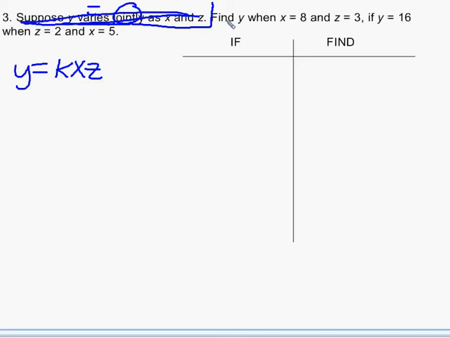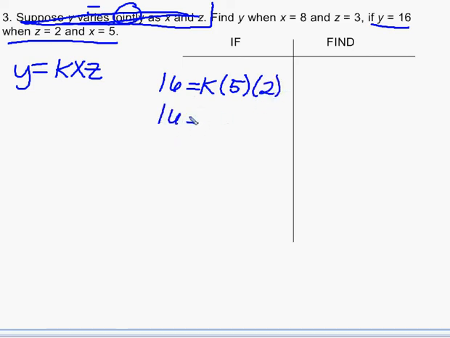Now we have find here, now we have our if. So we have if y equals 16, z is 2, x equals 5. So we're going to have 16 is going to equal, we don't know k, x is 5, z is 2. So clean this up. And then you want to divide by 10 to solve for k. So this reduces to 8 over 5.